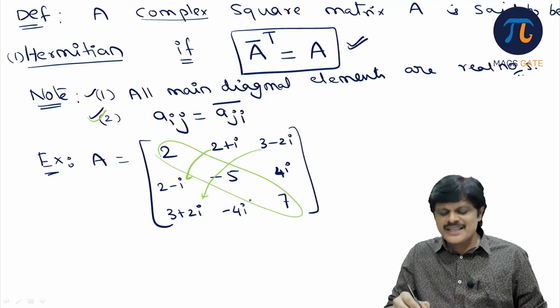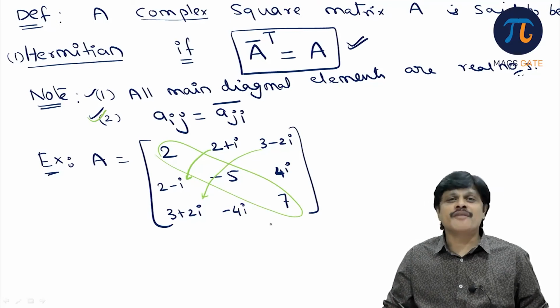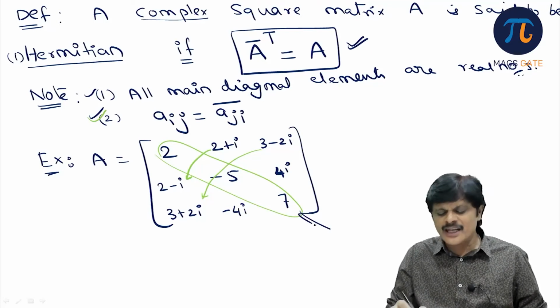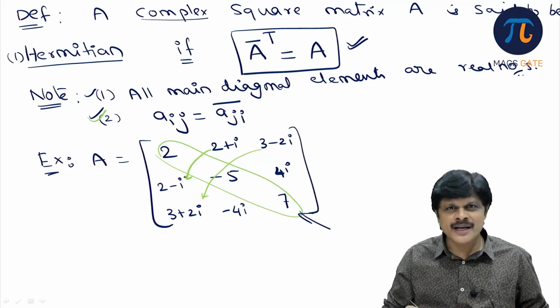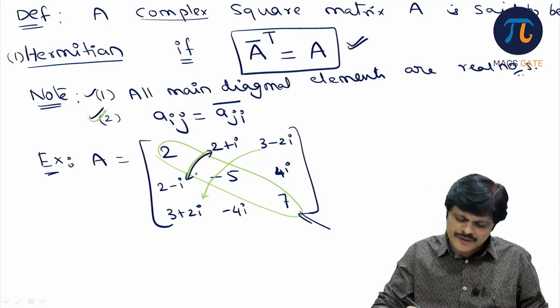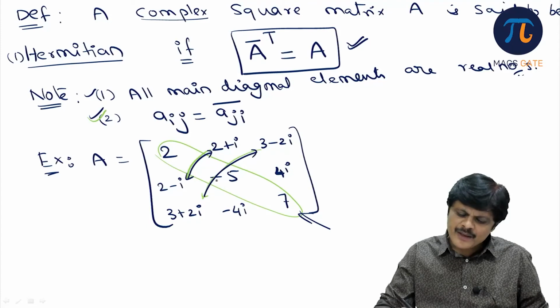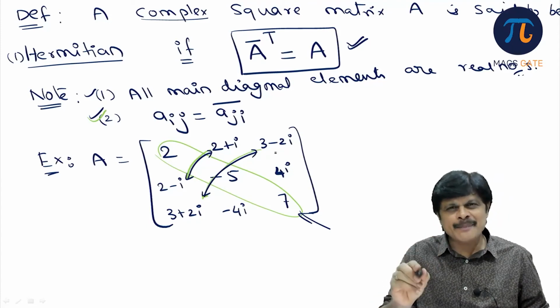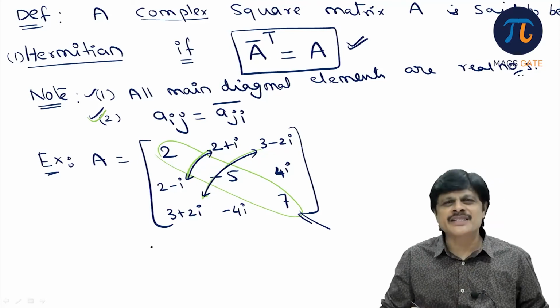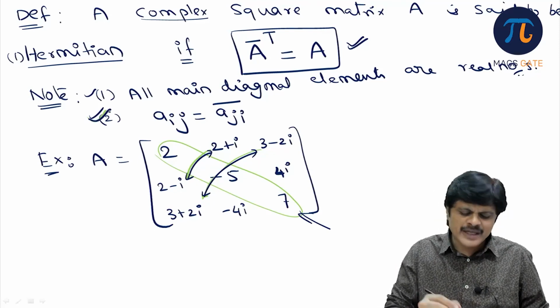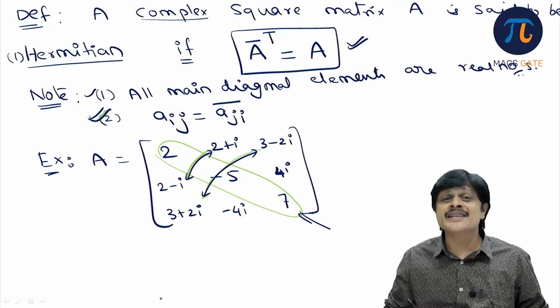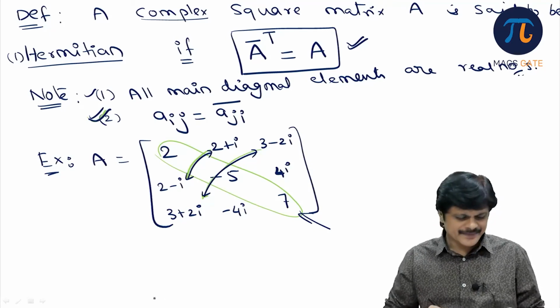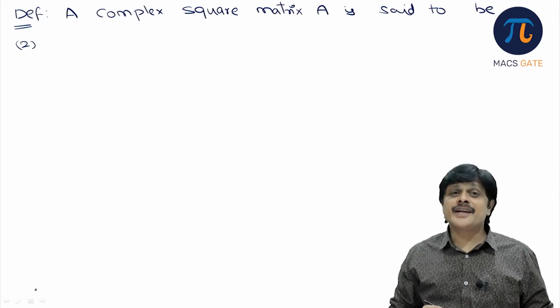And you can easily verify whether it is a Hermitian matrix or not. First condition, check all the main diagonal elements. They must be real numbers. And these two fellows must be conjugates of each other. You all know conjugate means one is a plus ib, the other must be a minus ib. And with this we can very quickly verify whether the given matrix is Hermitian or not. Clear? Let us see the next definition.